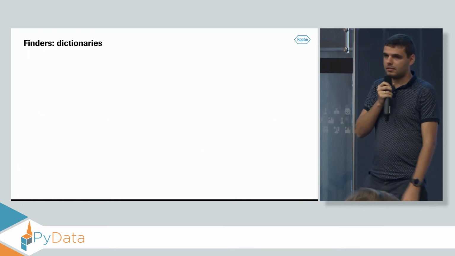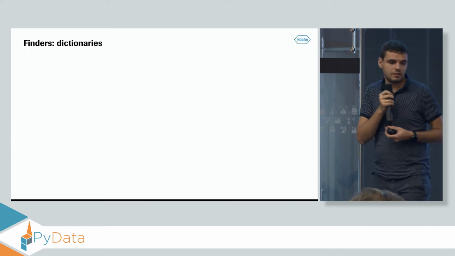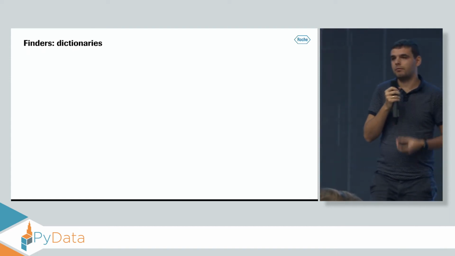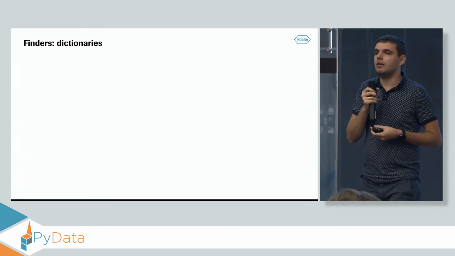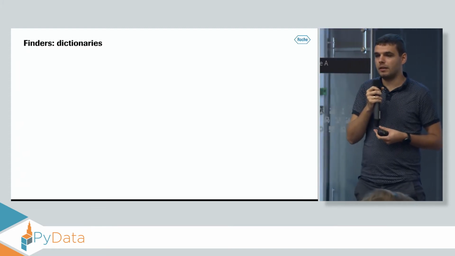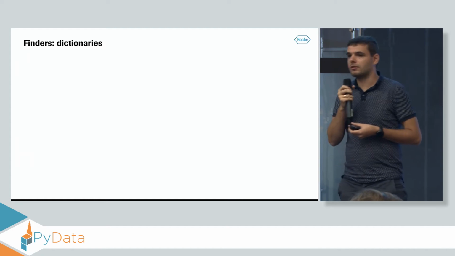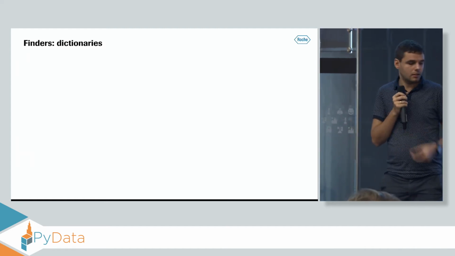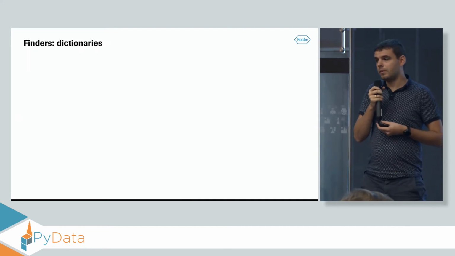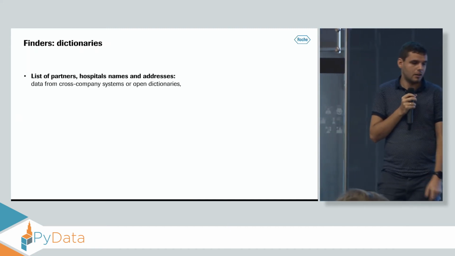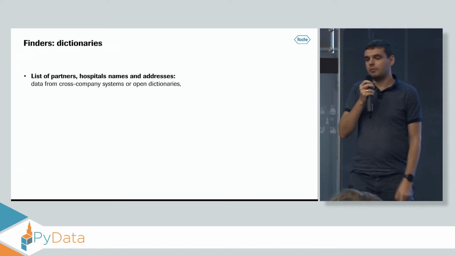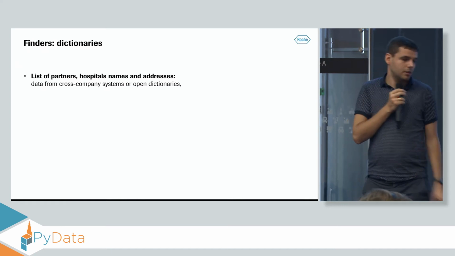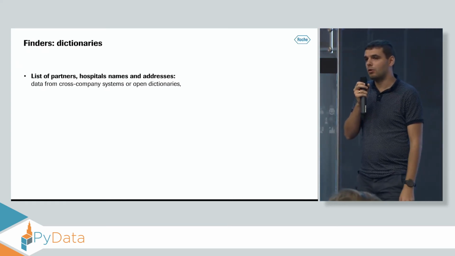Okay, the next approach we took is the approach based on dictionaries. As a big pharmaceutical company, we have a lot of dictionaries containing the names of hospitals, the names of our competitors, the names of the companies we are co-working with constantly. So we decided to use them, and it was a pretty good idea because it increased our recall significantly. But we also had a few problems with that.